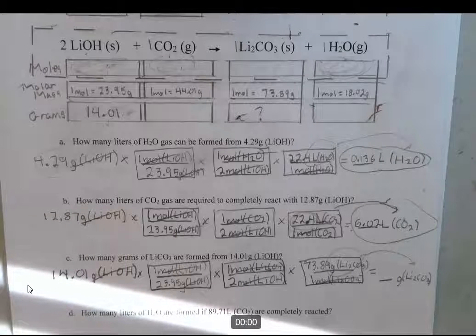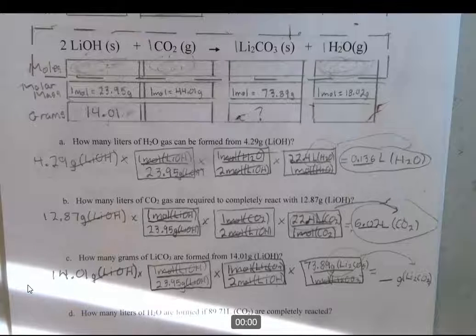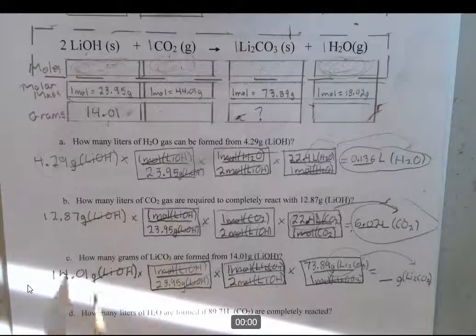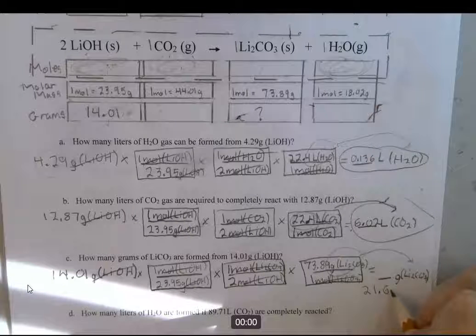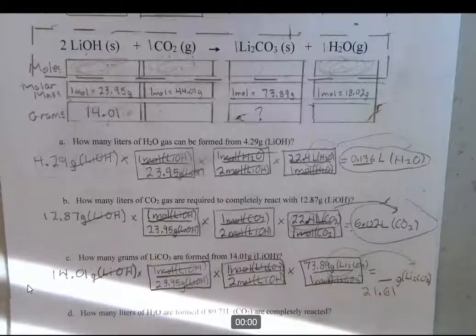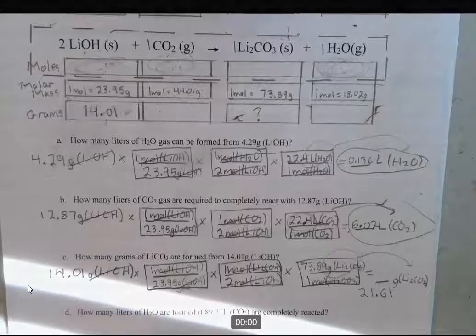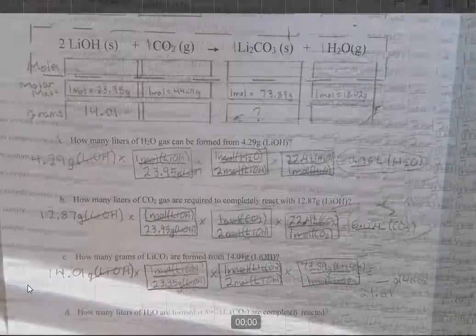So we are going to multiply now 14.01 times 1 times 1 times 73.89 divided by 23.95 divided by 2 divided by 1, and that's going to equal 21.6. And we could go, it looks like, to 4 significant figures, so it's 21.61. So I'm going to write it down here. So 21.61 grams of lithium carbonate. Okay. A couple more here.